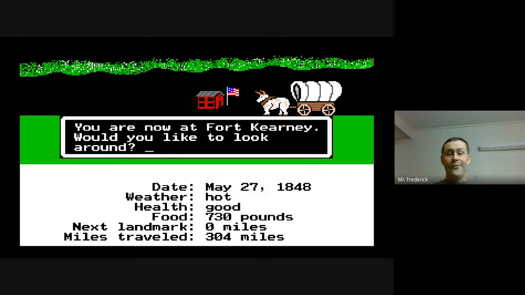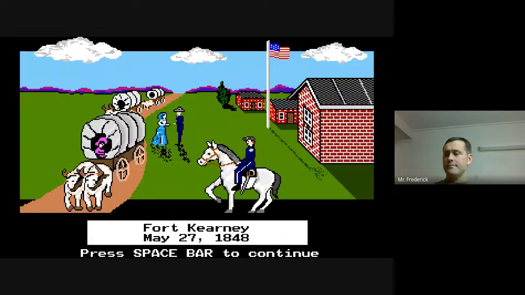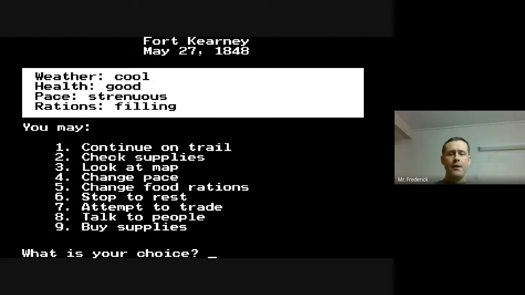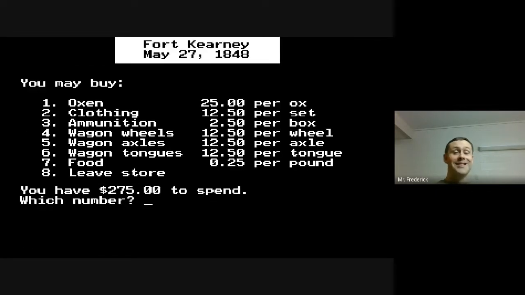Would you like to look around? Why, yes. Yes, I would. Right. Okay, I'm thinking about that axle I lost. I'm going to buy supplies. Right, see, axles were $10 when we left. They are $12.50 now. I'm going to buy a wagon axle. Buy one. I think I'm going to leave the store and press 8.